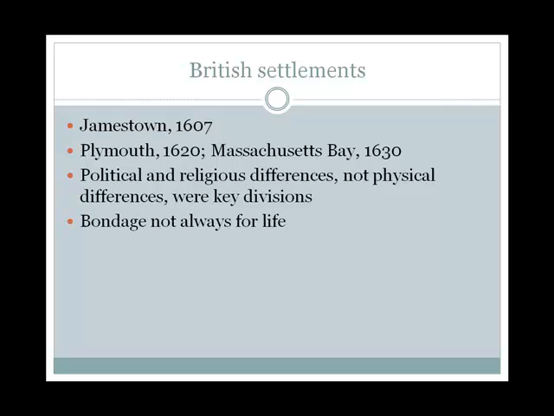Bondage in these colonies was very often generally not for life. In Jamestown and in the southern colonies as they emerged, most of the people who came over from Europe came as indentured servants. And that meant that all or a portion of their passage was paid by someone else in exchange for their agreement to work for this person or for these people or for the company for a set number of years.